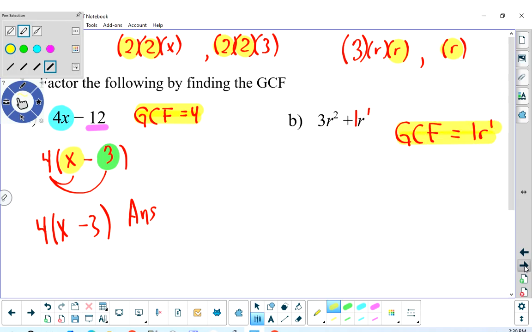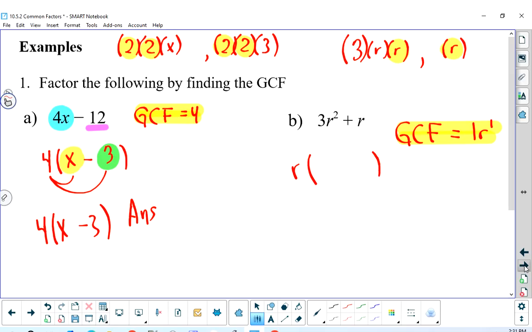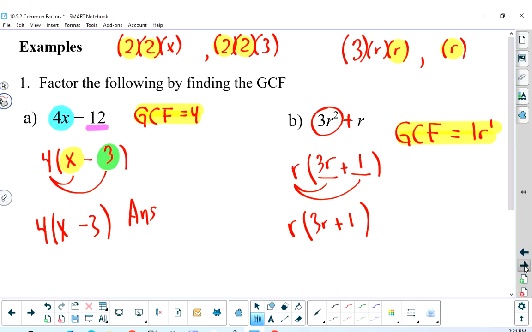And that's why the greatest common factor is r. What does that mean? It means that we can write 3r squared plus 1r to the 1 as r multiplied by something. Well, what do we put here so that when we multiply this through, we get 3r squared? Well, I need a 3 and an r. Plus, because there's a plus here, what do I put here so that when I multiply by r, I get r? And the answer is 1. So r times 3r plus 1 is the answer.